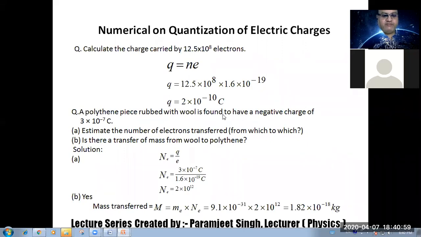Polythene piece rubbed with wool is found to have a negative charge. So there is negative charge on the polythene piece. It means electrons are gained by the polythene and lost by the wool. So wool is losing 2 into 10 raised to power 12 electrons and polythene piece is gaining 2 into 10 raised to power 12 electrons.